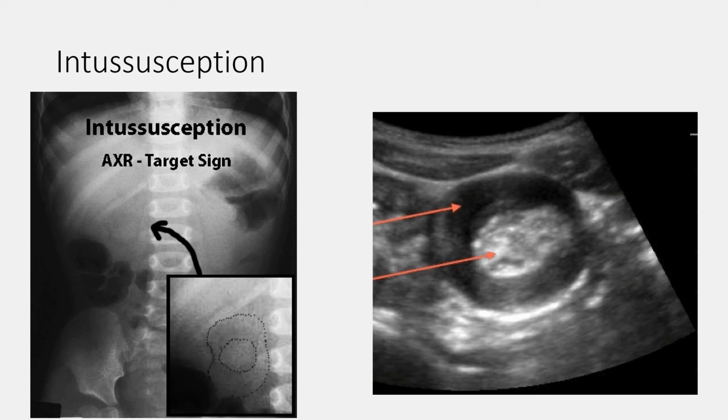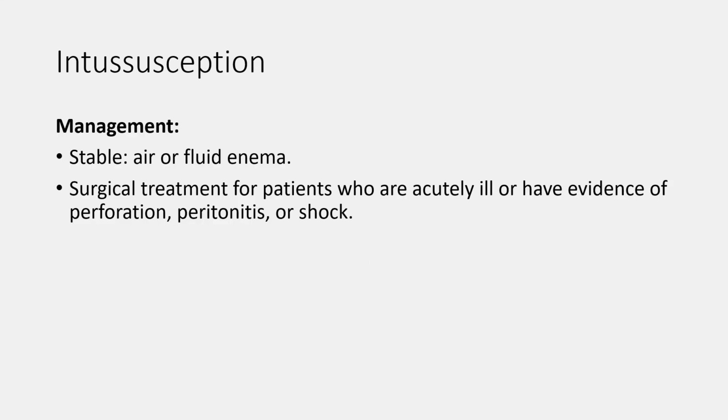The presence of a 3 to 5 cm mass just deep to the right-sided abdominal wall with the characteristic donut sonographical appearance is diagnostic of intussusception. For management, stable patients should be treated with air or fluid enema. Surgical treatment is indicated for patients with suspected intussusception who are acutely ill or have evidence of perforation, peritonitis, or shock.